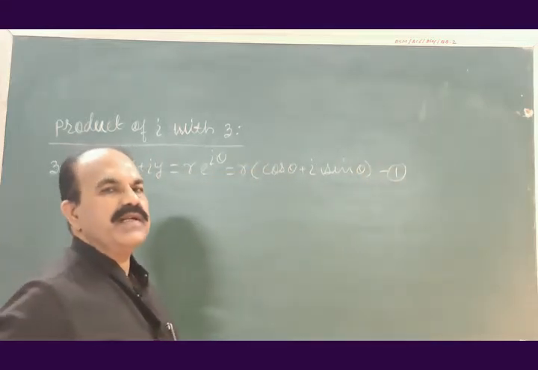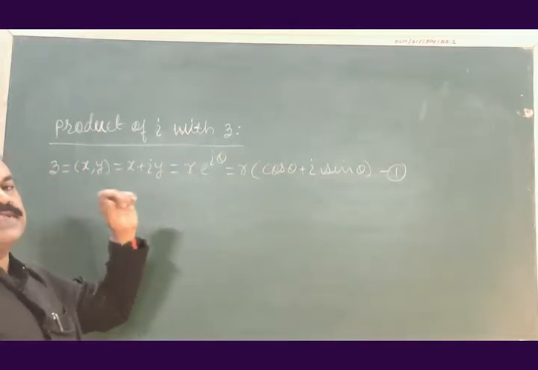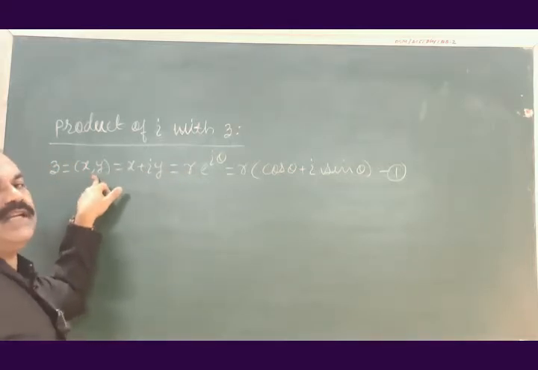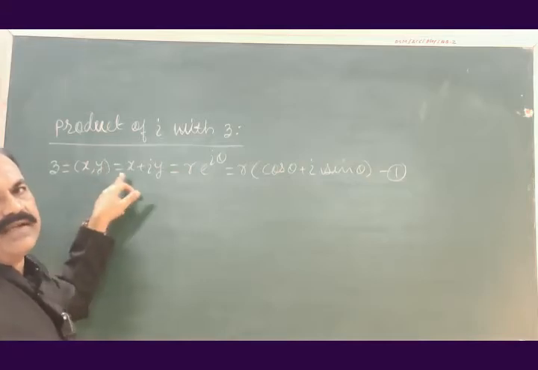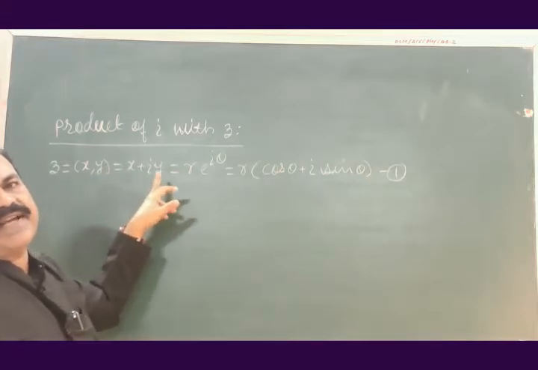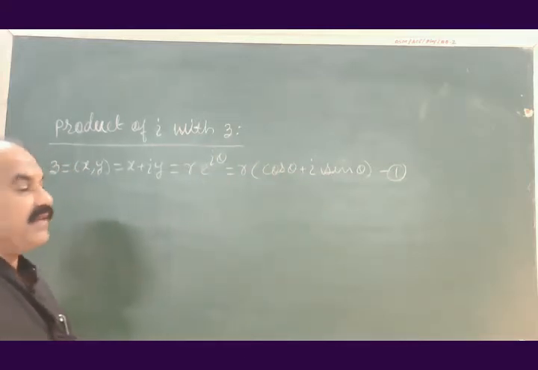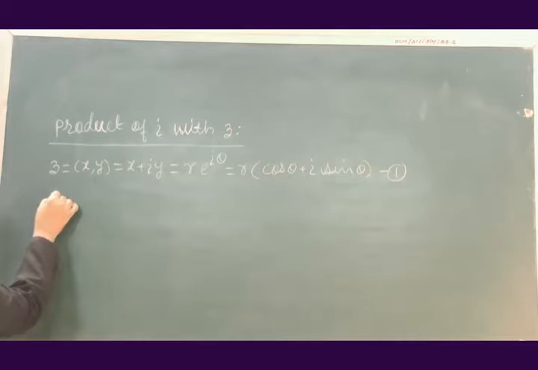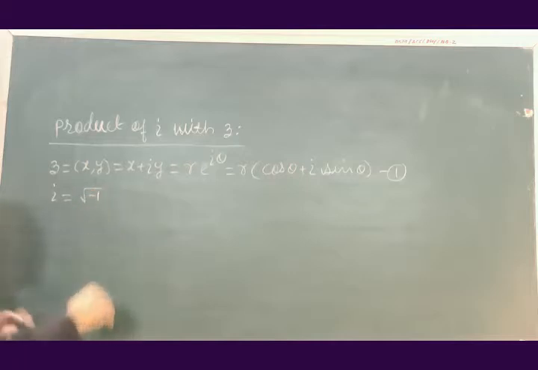Complex number z is specified in terms of an ordered pair of real variables x comma y in rectangular form, in exponential form, or in polar form. Then i. What is this i? This i is square root of minus 1, the imaginary character.